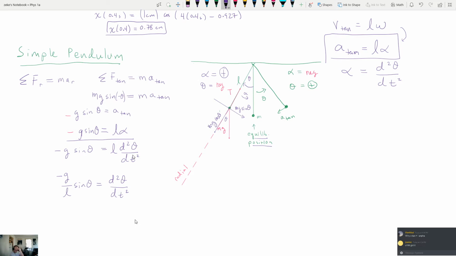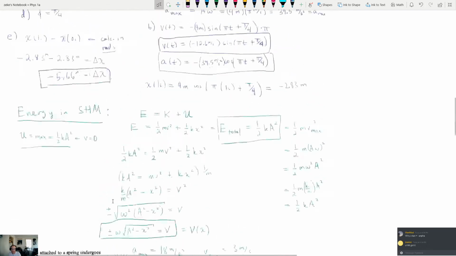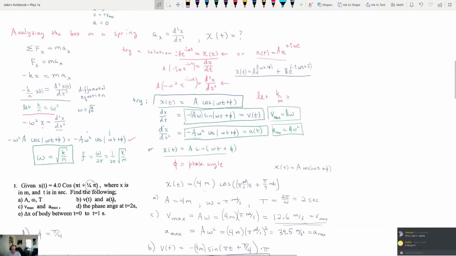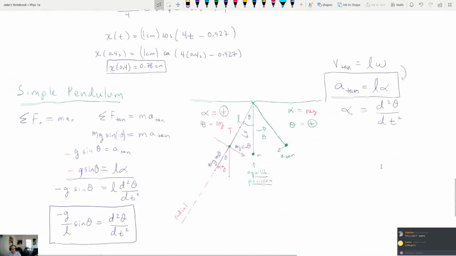Okay, so here's our equation. Now, this is simple harmonic motion, but the problem is this sine theta that shows up right here. So if we compare this equation, I'll just copy it so we can put it side by side, and we go back to our derivation of what happened with the box on a spring. Notice here that we can compare that equation to this equation, for example, right here. In fact, let's just take them both, cut them, and put them back down where we were working.